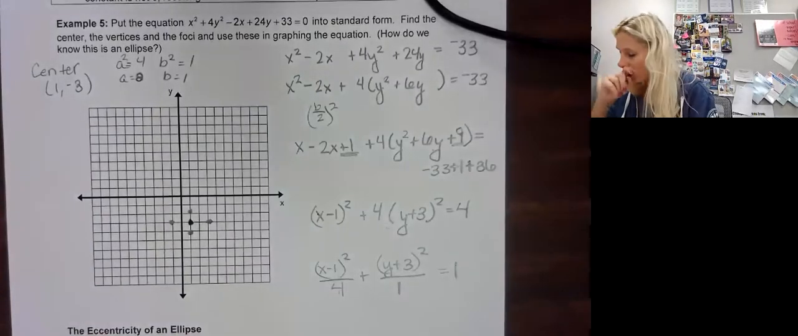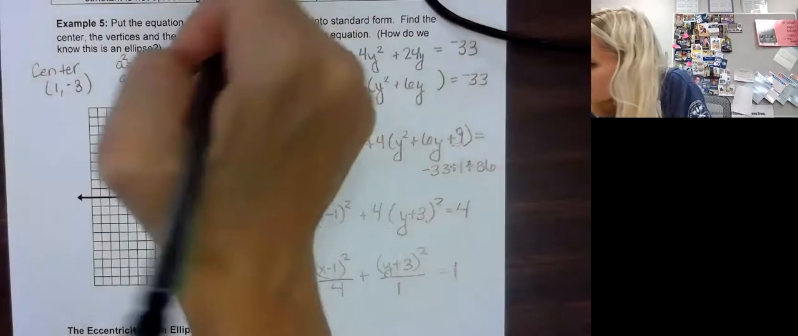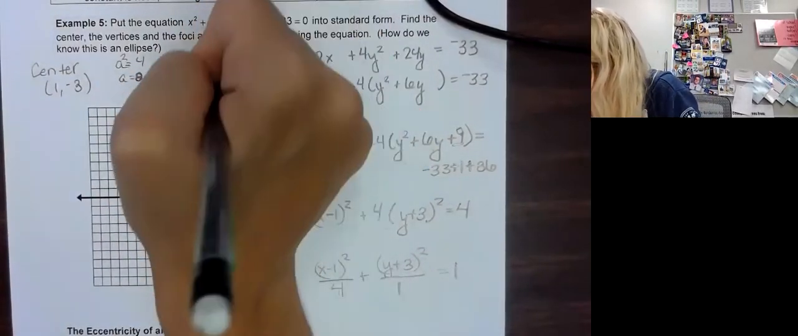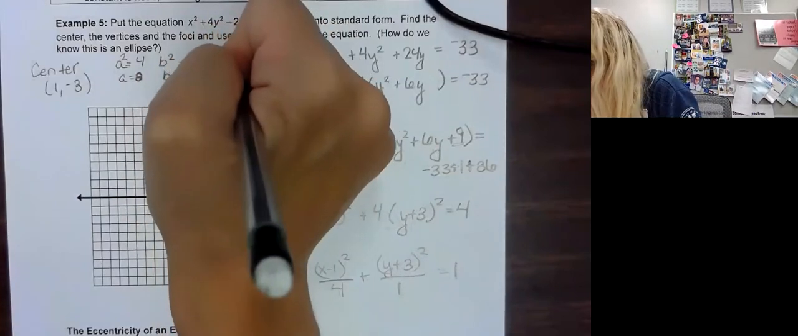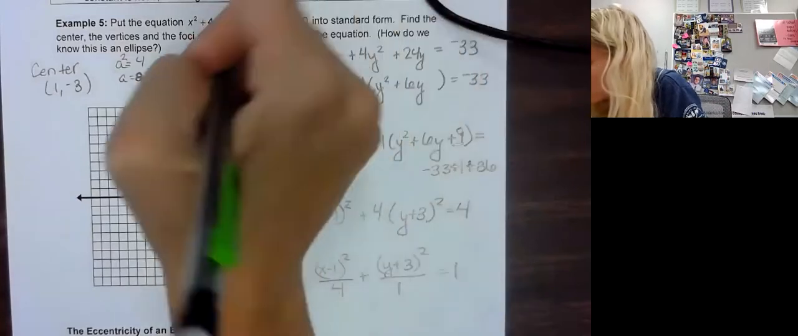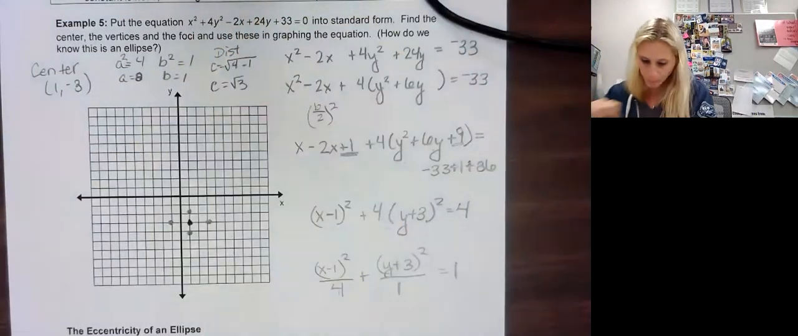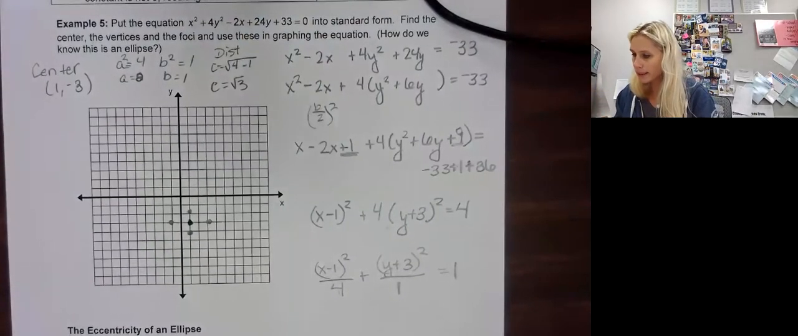Okay, and then the foci, remember, is the distance, just so I keep that in mind. c equals the square root, and it's going to be 4 minus 1. So c is the square root of 3. Now, when we have to write these coordinates, remember it's square root of 3 away from the center.